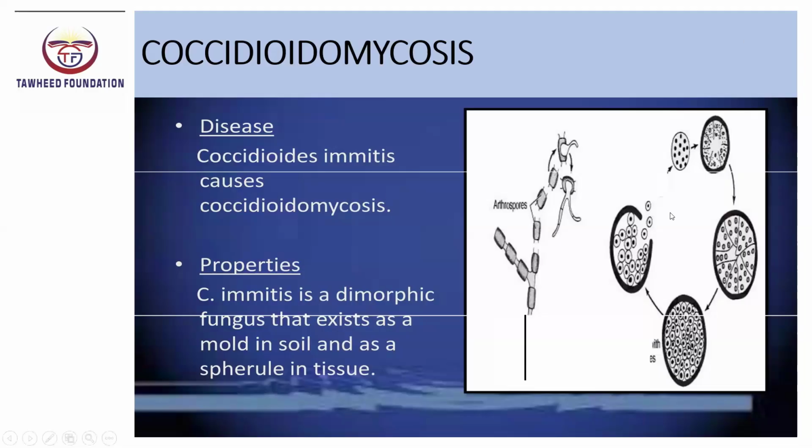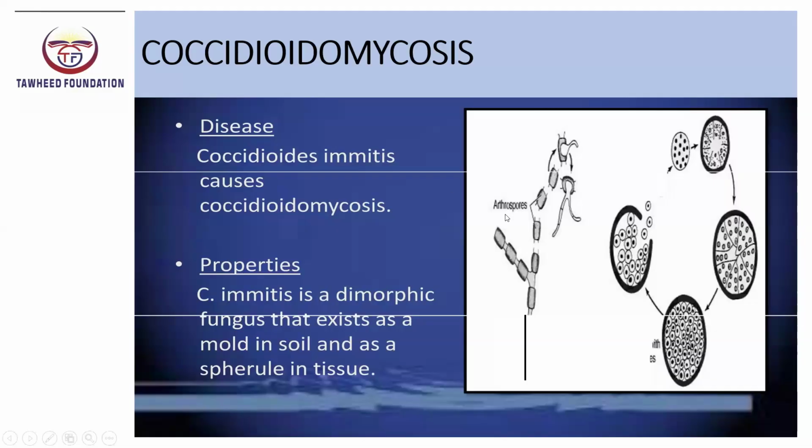Its transmission and epidemiology: the fungus is endemic in arid regions of the southwestern United States and Latin America. It is very common. People who live in central and southern California, Arizona, New Mexico, western Texas, and northern Mexico, a geographic region called the lower Sonoran life zone, are often infected with this coccidioidomycosis. In soil, it forms hyphae with alternating arthrospores and empty cells.